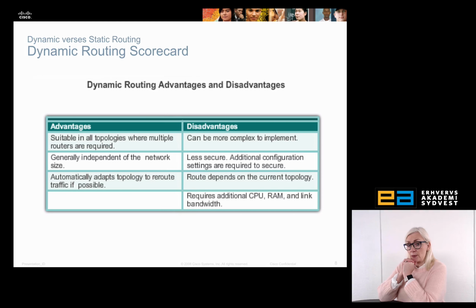Dynamic routing is something that you will use in larger networks where you don't want to set everything up manually yourself. It's scalable, and it will adjust to changes in your network. And if something goes wrong, it will find a different route if possible. It's less secure, and it will take some of your router functionality, because it will use the CPU and the bandwidth for updates.